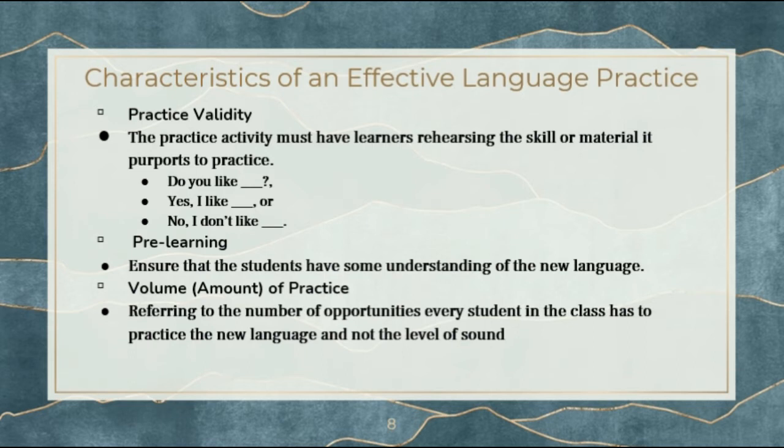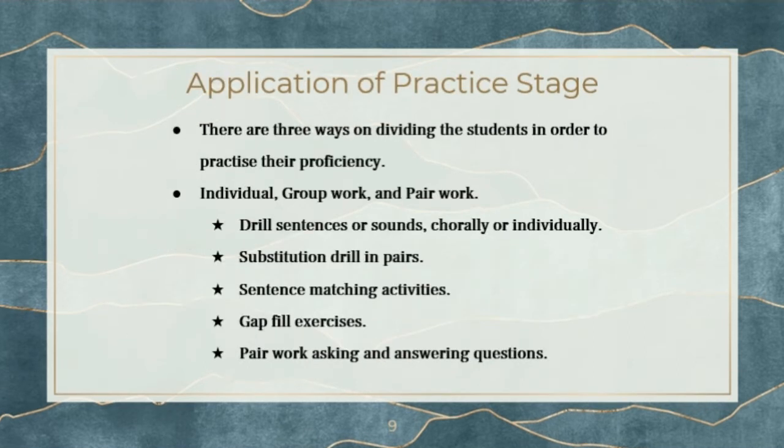The second one is pre-learning. It is to ensure that the students have some understanding of the new language. And the last one is volume or amount of practice, referring to the number of opportunities every student in the class has to practice the new language, and not the level of sound. So these are the applications of the practice stage. There are 3 ways of dividing the students in order to practice their proficiency level. The 3 ways are individual, group work, and pair work.